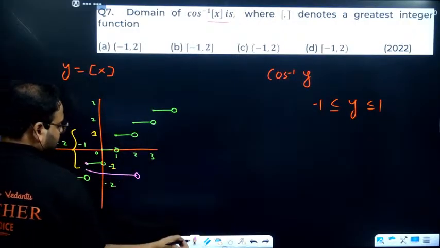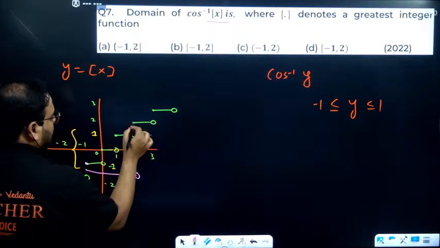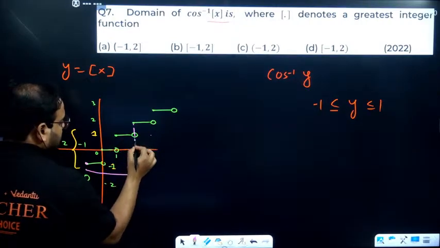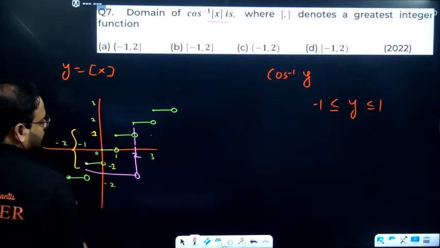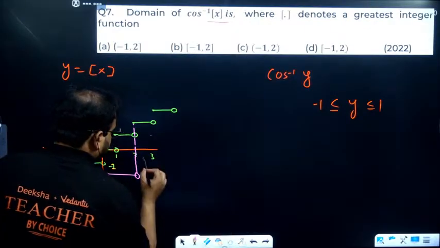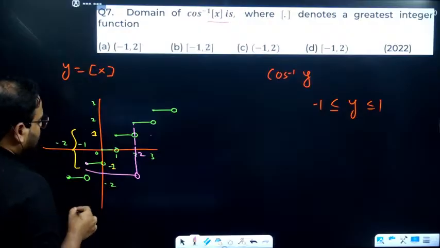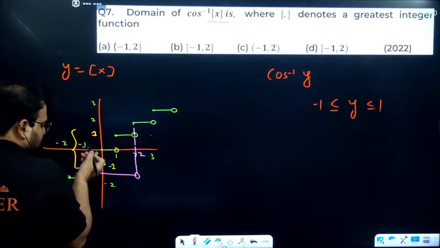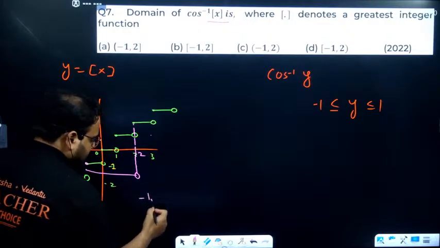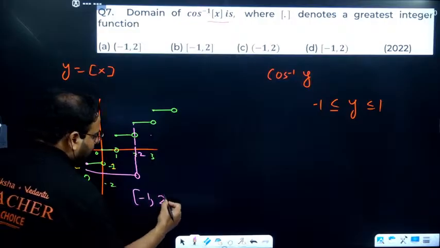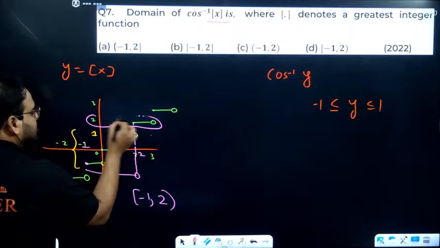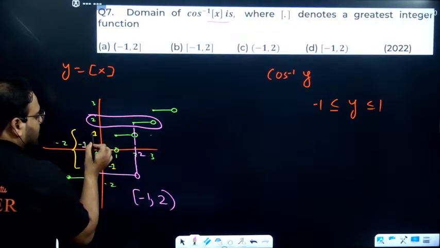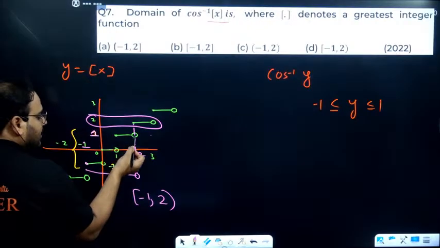At 2, the value becomes, check here, equal to 2. This point is actually 2. So it means I can go from minus 1, but till what point? Till 2 but open, because after 2, the value is coming back to this position. But I want to reach only 1. 1 is there till the point 2.